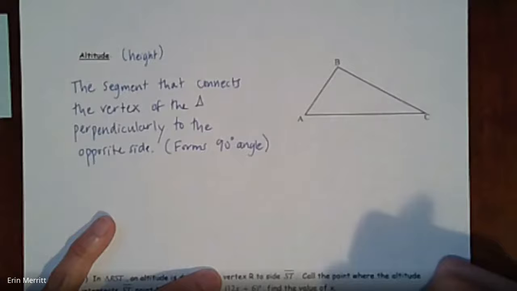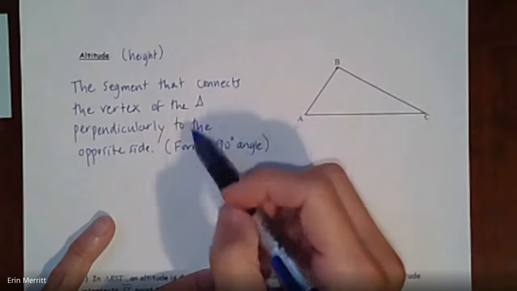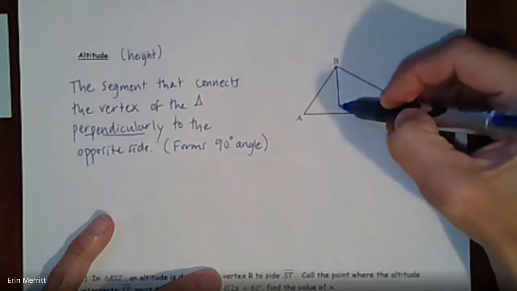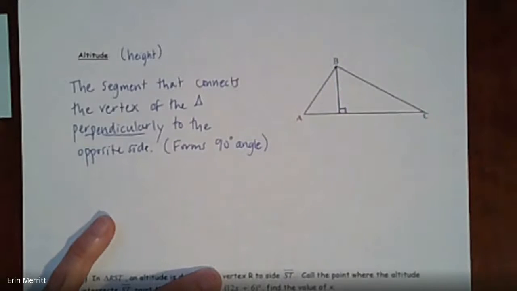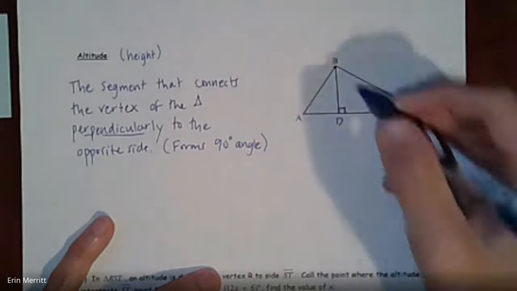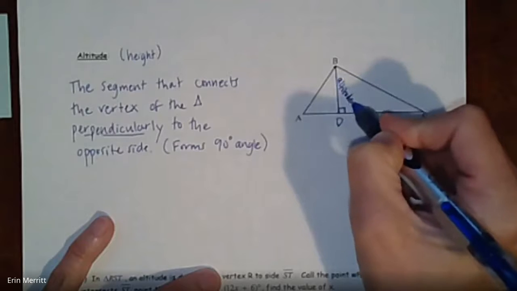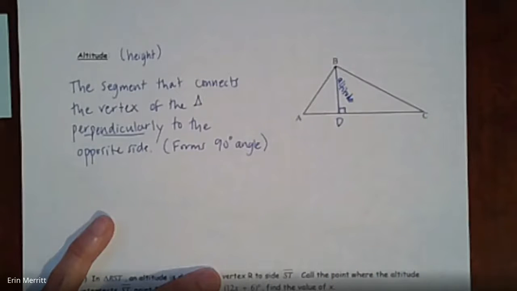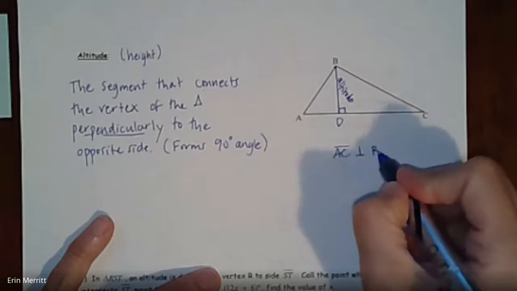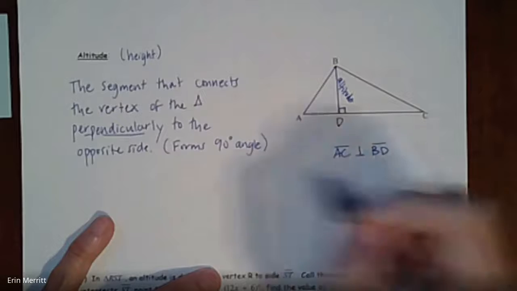So let's see if we can reason our way through that. Let's use vertex B again, just like we did last time. We're going to draw that segment and connect it to the opposite side, but perpendicularly, meaning forming a 90-degree angle. So do the best you can to drop it straight down and form a 90-degree angle right there. I'm going to call that point D, because it's not a midpoint. It's not any special point per se. And then that segment is the altitude. Try to get that drawn in there. So what we can say over here is that AC is perpendicular to BD. That's that notation for perpendicular there, that upside down T.